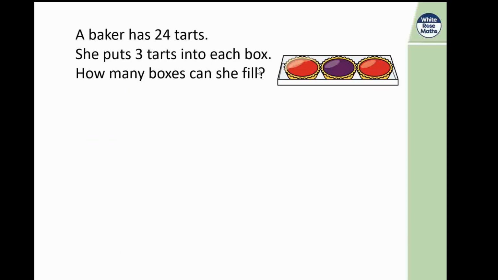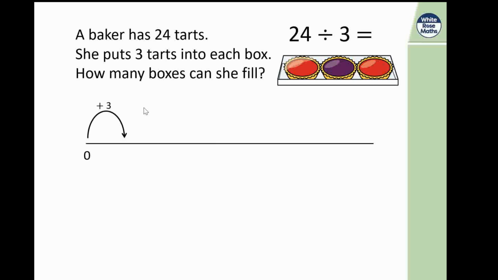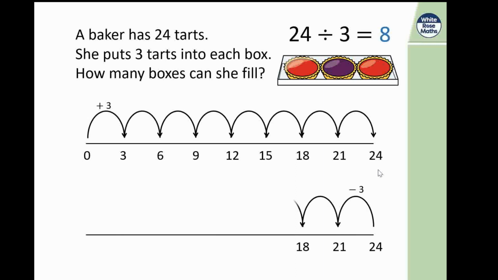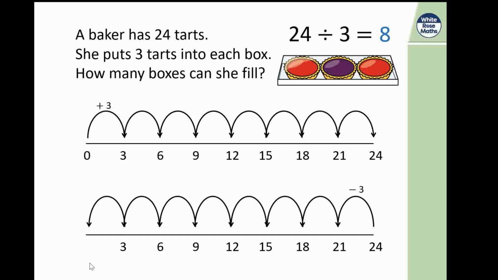A baker has 24 tarts. She puts 3 tarts into each box. How many boxes can she fill? So this equation is 24 divided by 3. Does anyone know what that will give us? 8. Thank you. Yes, 8. Good job. Of course, 24 is just 3 more than 21, which we just did. So 3 plus 3 plus 3 plus 3 plus 3 plus 3 plus 3 plus 3. We got there in the end. Anyway, that's 8 jumps. 24 minus 3. Okay, it's just showing you the 3 times table. 3, 6, 9, 12, 15, 18, 21, 24.